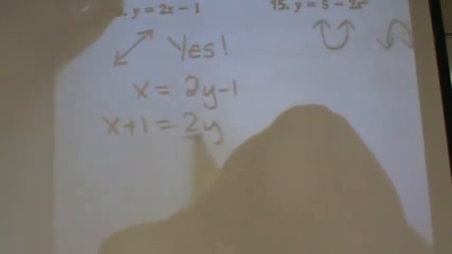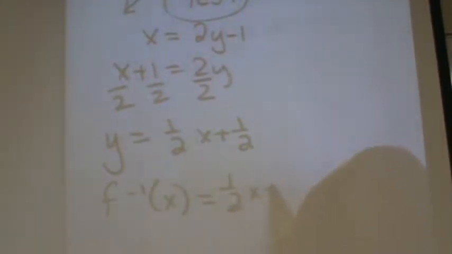So all you have to do to find the inverse is switch x and y. So for this one, x is equal to 2y minus 1. You're going to resolve for y, add 1, and divide everything by 2. So y would equal 1/2 x plus 1/2. Since it does pass the horizontal line test, you would write f negative 1 of x equals 1/2 x plus 1/2.